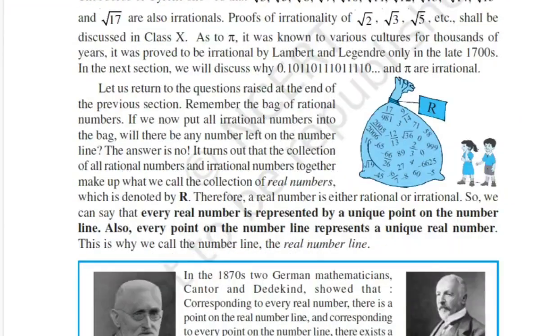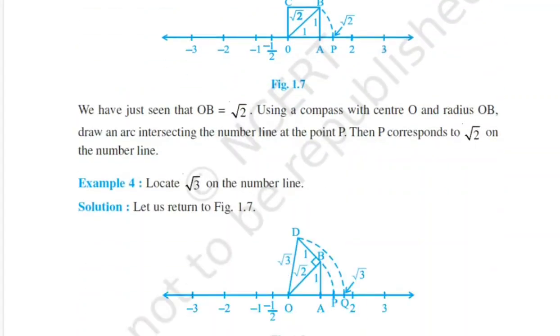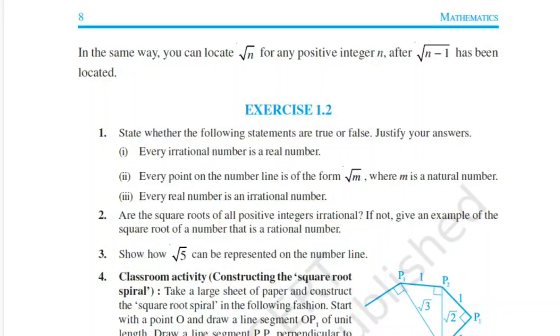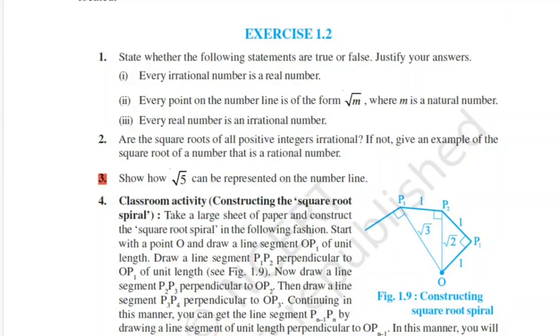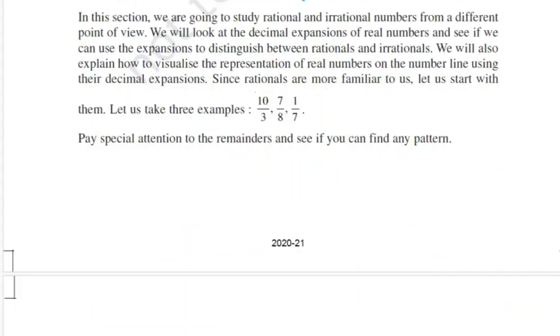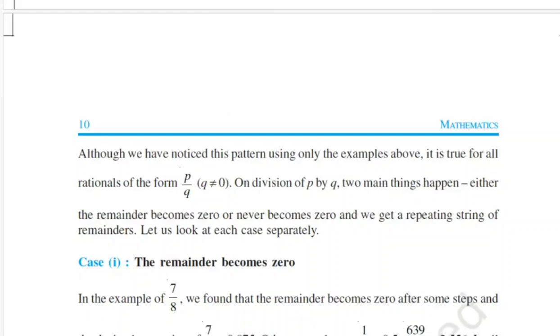Okay, if you see exercise 1.2, from here you will get a question that is locate root 2 on the number line. Such type of question. Okay, you may get different values, root 2, root 3, root 5. So among that, there's a chance that you will get one question from here also. So go through the question. Okay, locate root 2, locate root 3. If you see in exercise 1.2 also, there is one question that is show that root 5 can be represented on the number line. Very important for the exam.